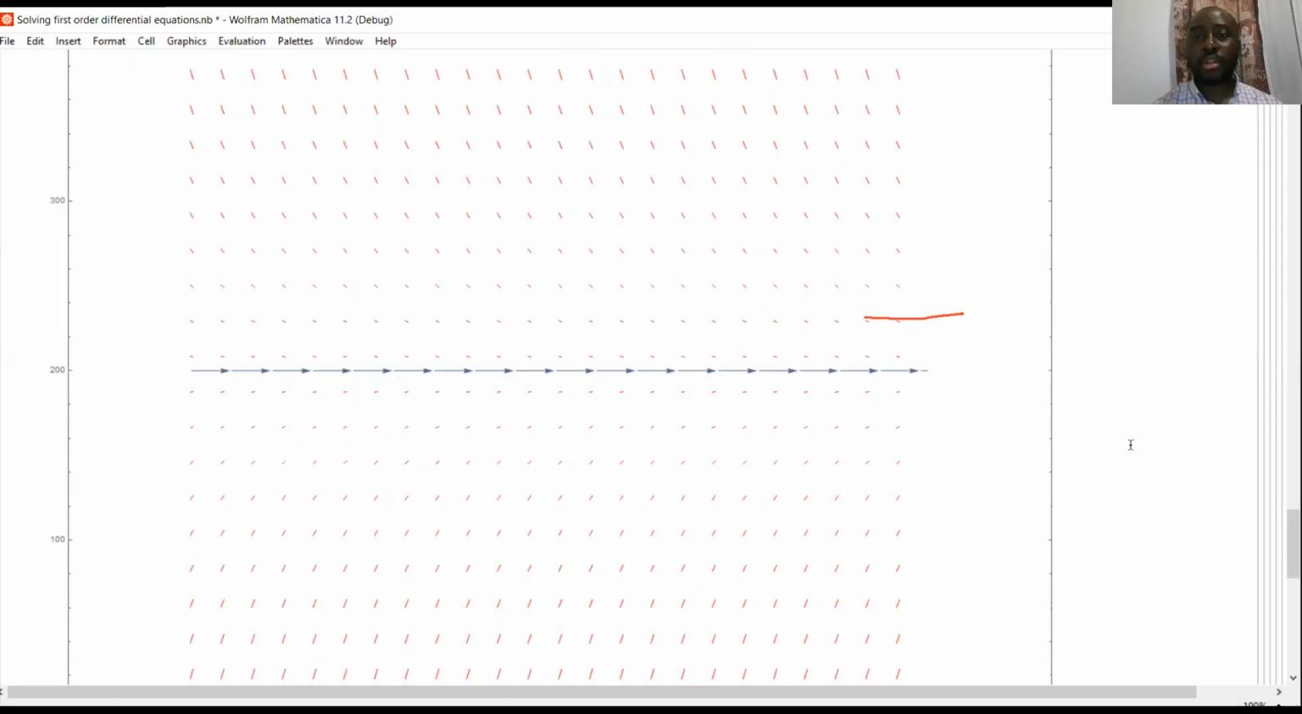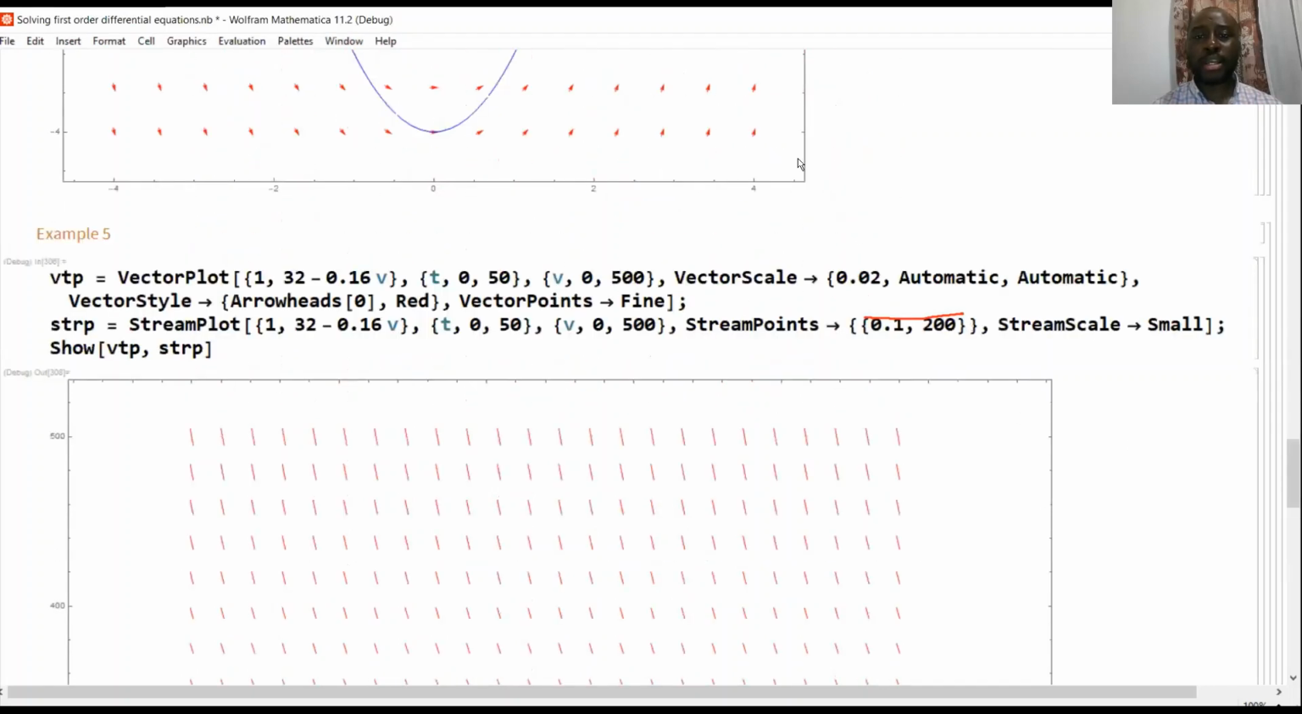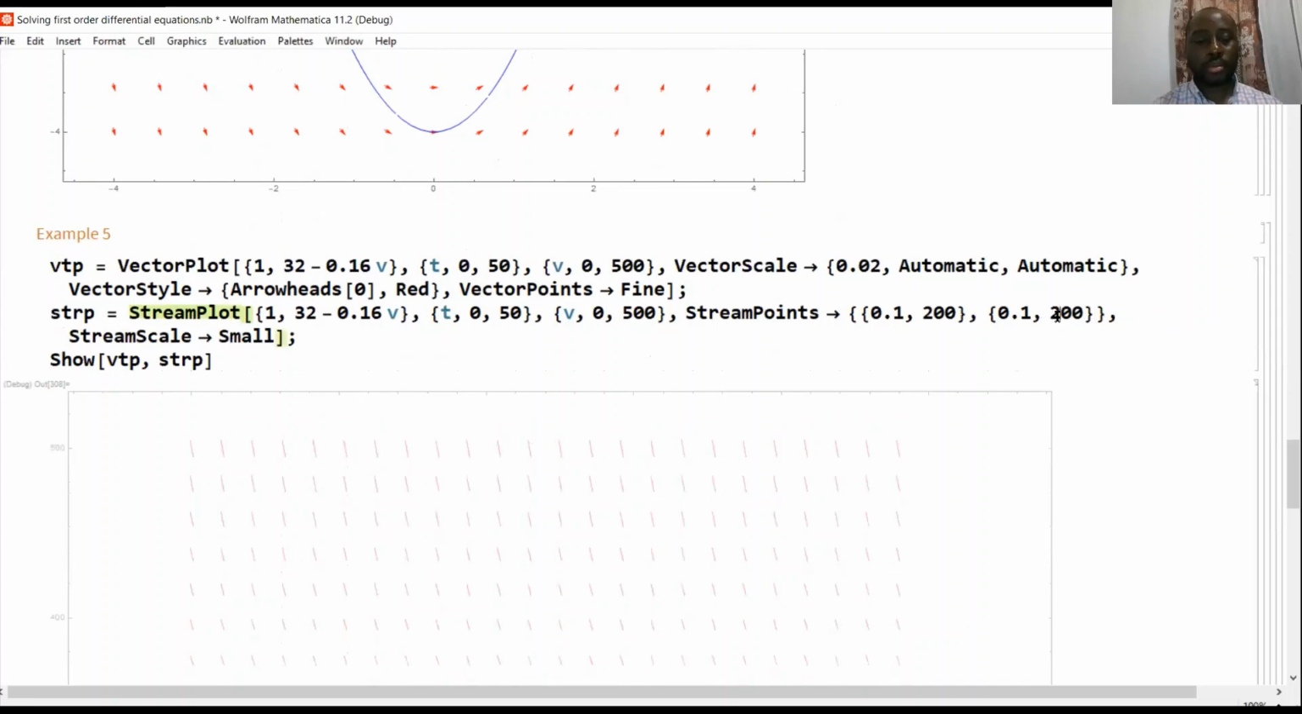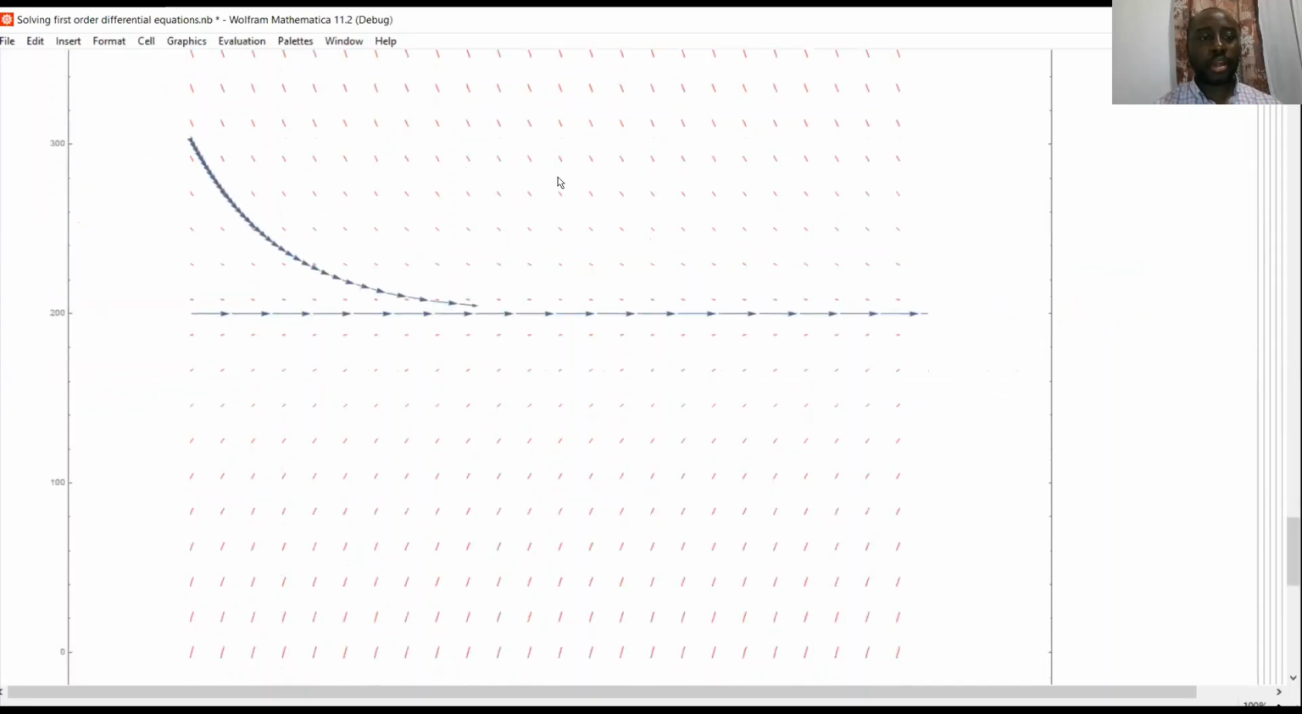Okay. Now, on the contrary, if I decide to throw my ball at a slightly higher speed, say at 300 feet per second, right? So this is the solution curve for 300 feet per second. Notice that the speed gradually decays, but then it approaches 200 feet per second. So in other words, the speed of the ball will decrease towards 200 feet per second.